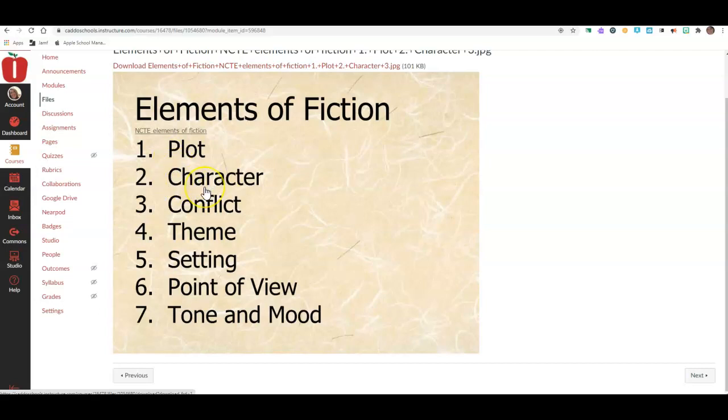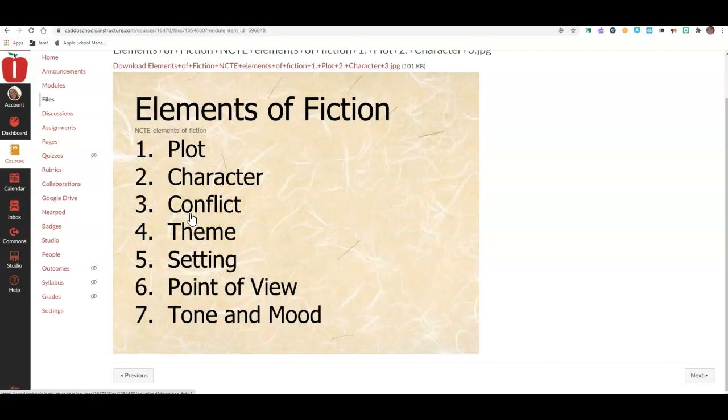Character, we're going to go into this as we study short stories. We have 2 ways to develop a character, and those are direct and indirect. There's other elements that make up a character, but we're going to go over that as we move into our short stories and even further explore it as we read our novels and texts. Conflict, internal and external conflict.